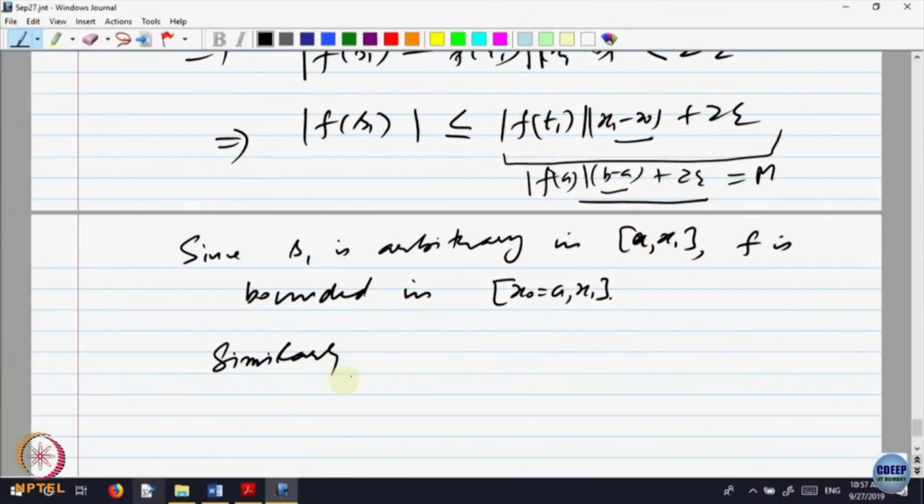Now, how did I get the first one? By choosing Si equal to Ti. I can do it with the other ones now, Si equal to Ti everywhere for all i except 2. So I will get boundedness in the second interval and so on, right? So similarly for the other subintervals. So let me write: similarly, f is bounded in each one of xi minus 1 to xi for every i, and that proves it.